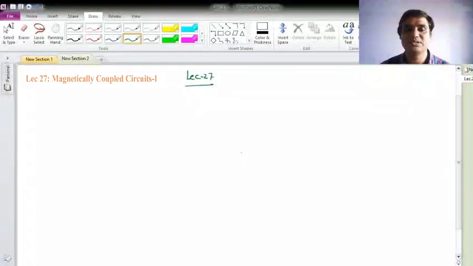Welcome to lecture 27. In the last class we saw how to solve the circuit if the excitation is sinusoidal and I'm interested only in the steady state response. Then I don't want to write the differential equation, I just want to analyze the circuit for the steady state response. How can I do that?